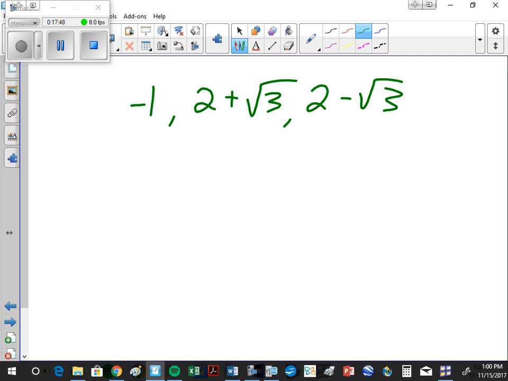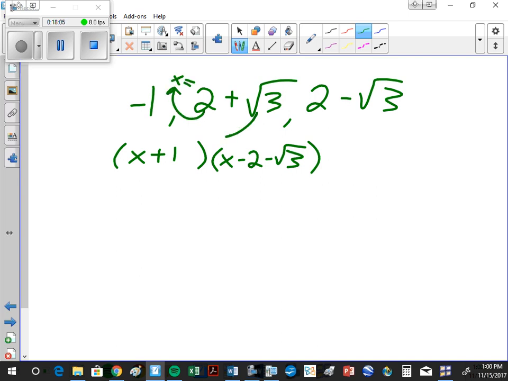So, what are my factors? X plus 1. Does everybody get why those are both negative? If we had that equal to x, we subtract the 2 and we subtract the root 3. Okay? And then the other one is x minus 2 plus the square root of 3.